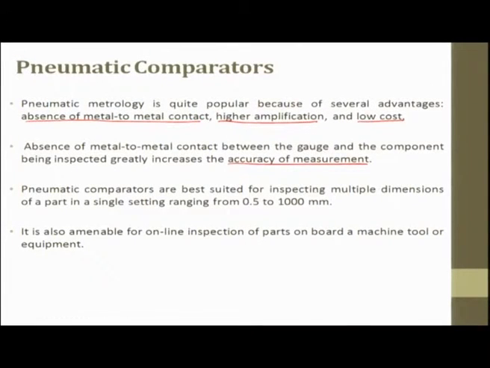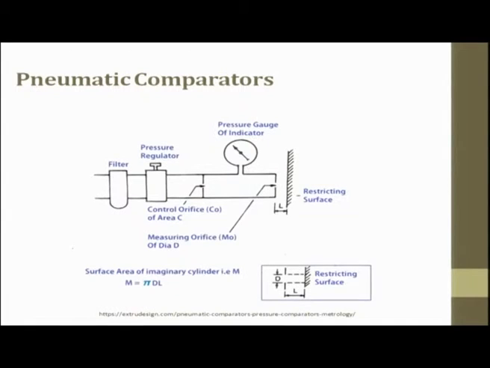Pneumatic gauges are best suited for inspecting multiple dimensions of a single part, with a setting range from 0.5 millimeter to 1000 millimeter. This is on the higher scale, but generally in a shop floor, automobile industry, hydraulic industry, infrastructure building, we always talk about 0.5 millimeter accuracy. It is also amenable to online inspection of a part on board a machine tool or an equipment. This also can be done very easily with the pneumatic type comparator.